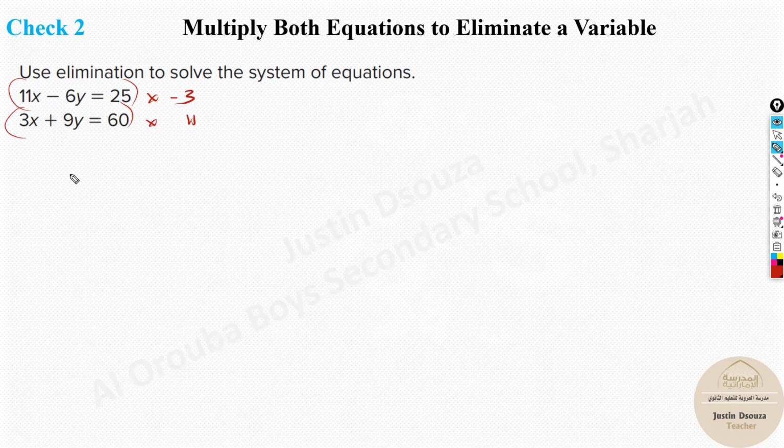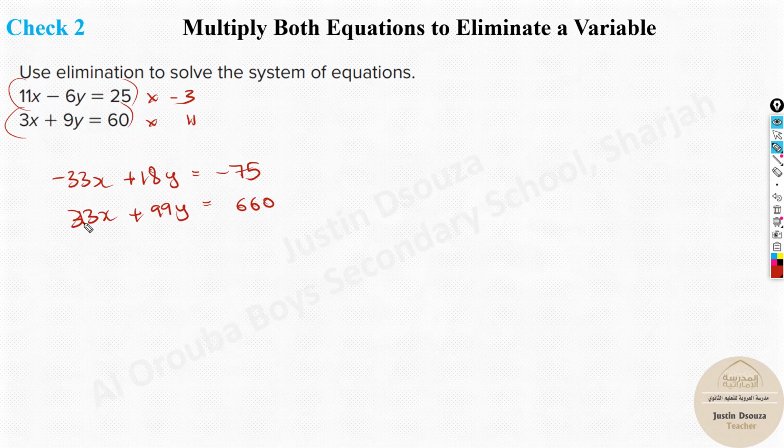So what happens is 11 times 3 is minus 33x. Minus 3 times minus 6 is plus 18y. And lastly we have negative 75. Same thing over here. It will be 33x. But this is positive because it's positive 11, plus 99y. And over here we have 660. Okay. What next? We solve it up.